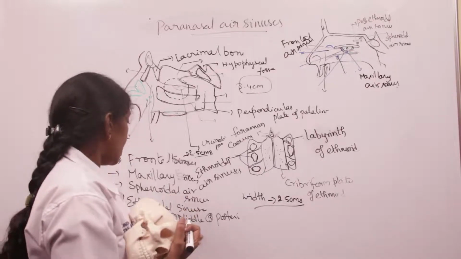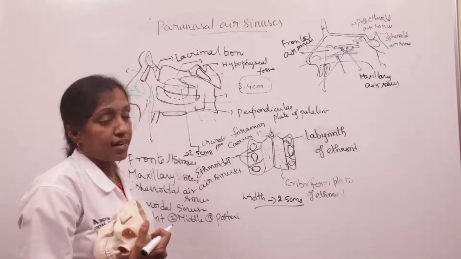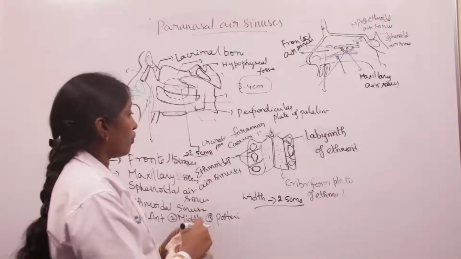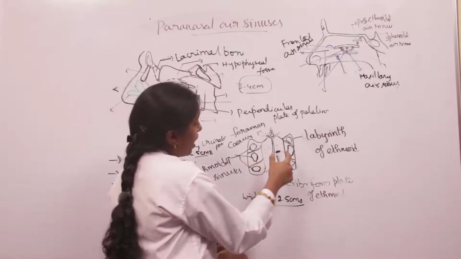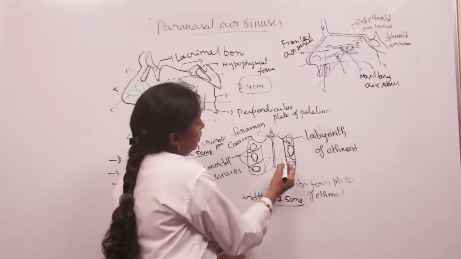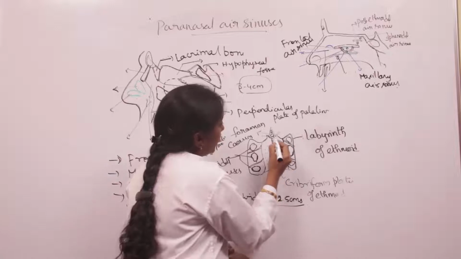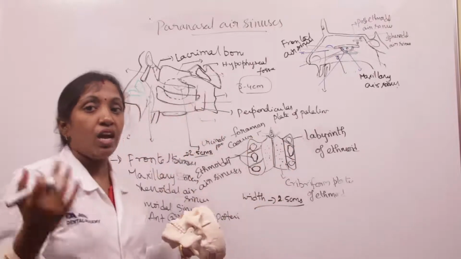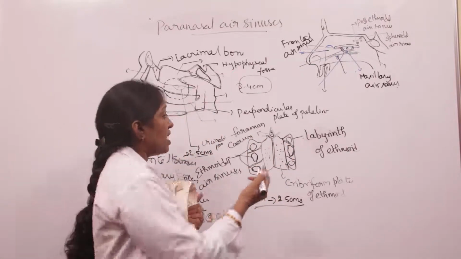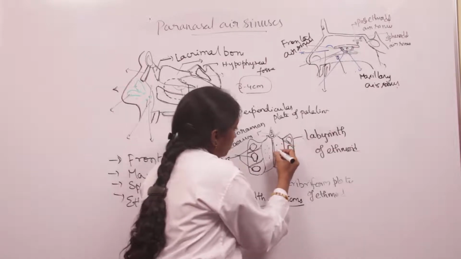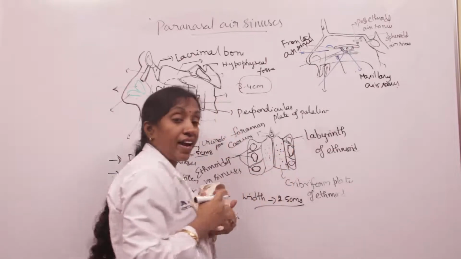Next are the ethmoidal air sinuses. They are present in the labyrinth of the ethmoid. This is the labyrinth of the ethmoid. This is the cribriform plate of the ethmoid, which is pierced by numerous olfactory rootlets and looks perforated in appearance. Perforated means it consists of numerous holes.